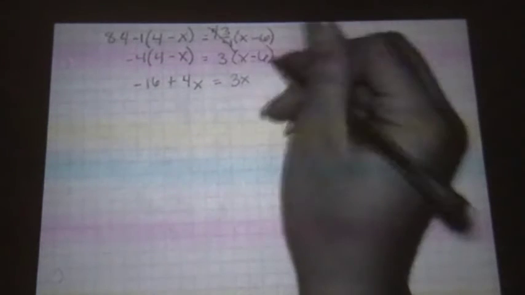And now all I need to do is distribute. So negative 4 times 4 gives me negative 16. Negative 4 times negative x gives me positive, so plus 4x. A negative times a negative is a positive. I'm going to bring down my equal sign and then distribute this 3. So 3 times x gives me 3x. 3 times negative 6 gives me negative 18.